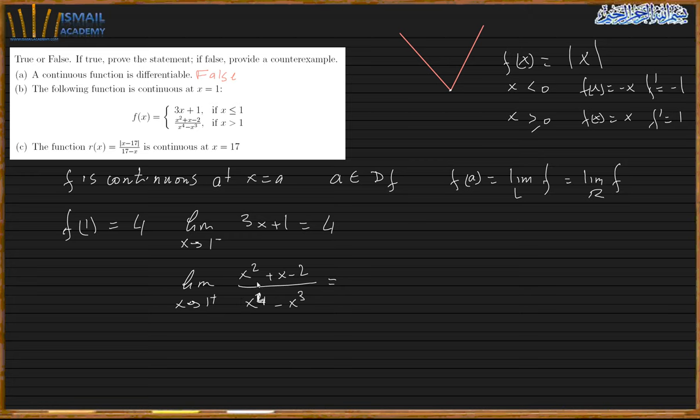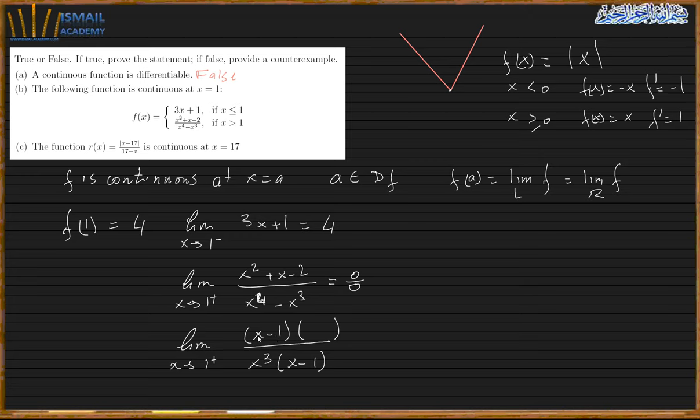So here I substitute 1. If I substitute 1, I will get 0 over 0, which means I can factor the x minus 1 here. So here again, I will do the same thing I did. Here I have a common factor, straightforward here. Here again, x goes to 1 plus. So here I will have x minus 1, and here I find out the second factor.